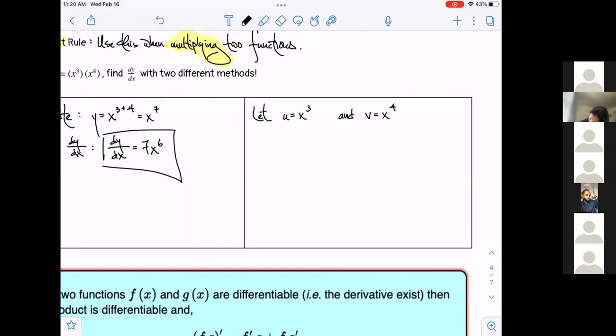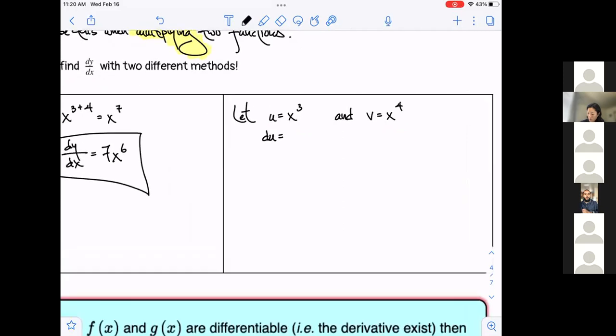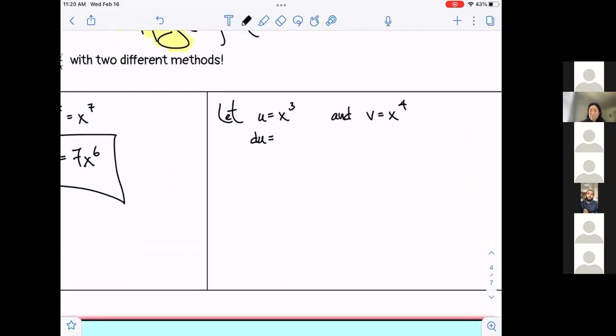What is du? So what is the derivative of u? 3x squared. Yeah, 3x squared. Exactly. I know what you mean. All right. What do we get for dv?